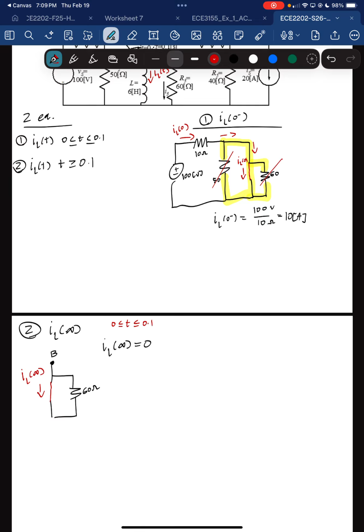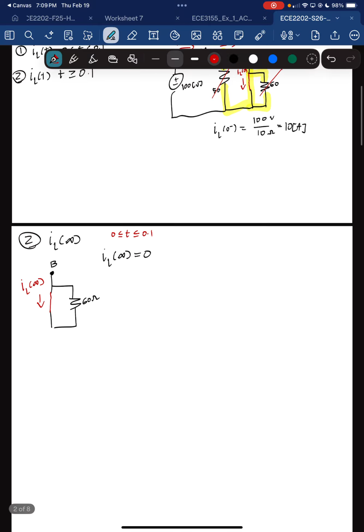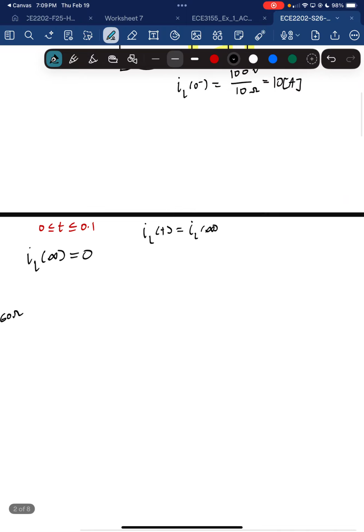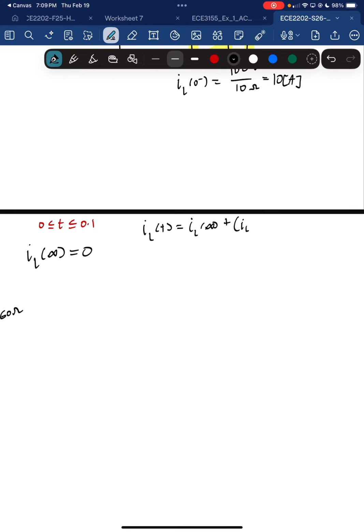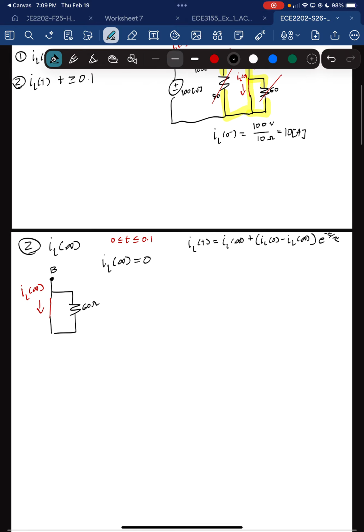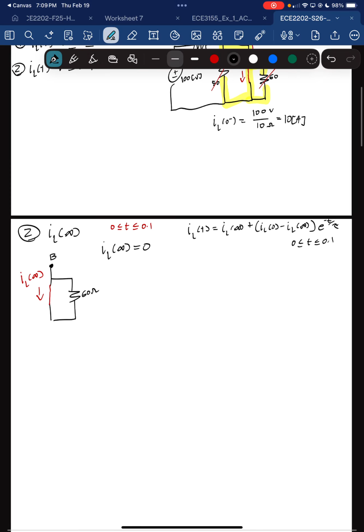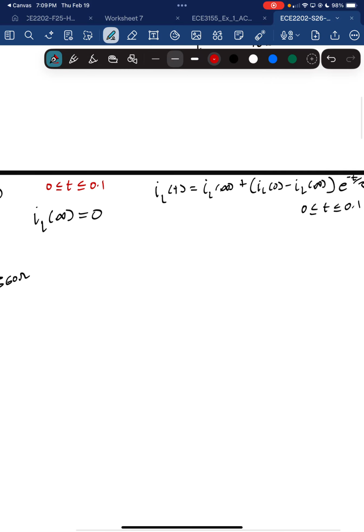So suffice to say, you still have to find IL infinity, even though it's never going to get to that value. Because that's what we're going to need to build our equation, right? IL infinity plus IL minus IL of infinity e to the negative t over tau. We're still going to need IL infinity to build this equation so that we can represent IL of t for this time interval. So just a sidebar there. You always need to find your final condition.